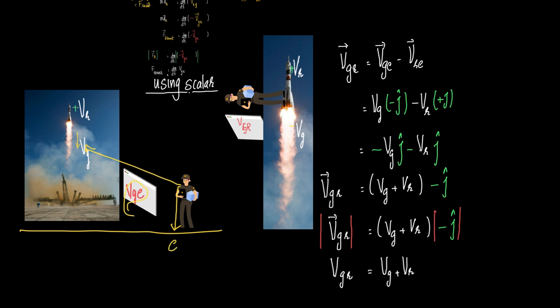So this is Earth. One more time: this man is observing the rocket, but where is he standing? He is standing on Earth. Therefore, what is he seeing? He is seeing the velocity of the rocket with respect to Earth.